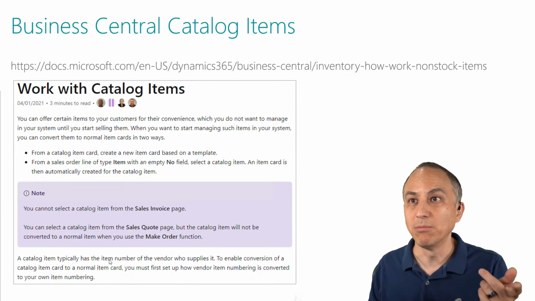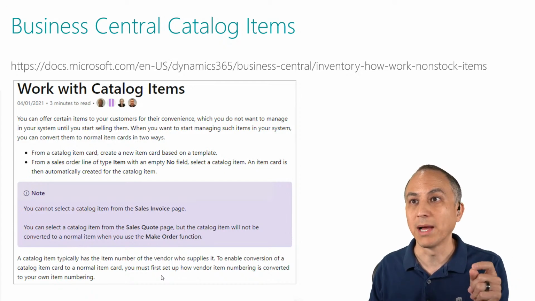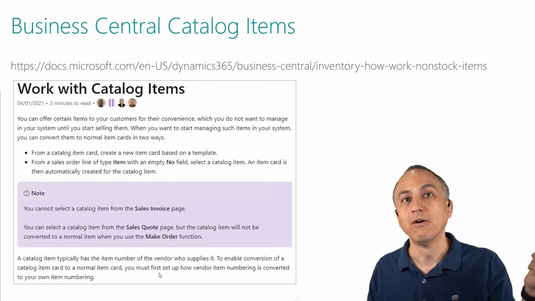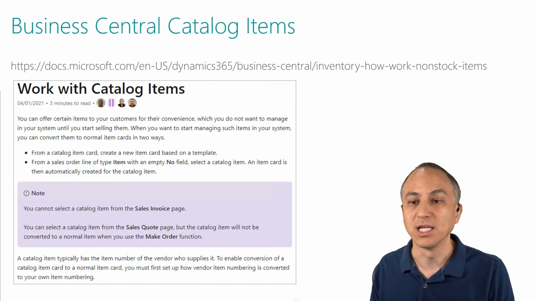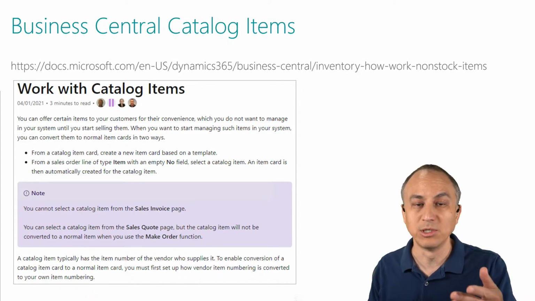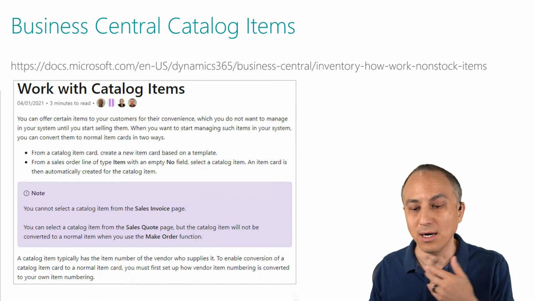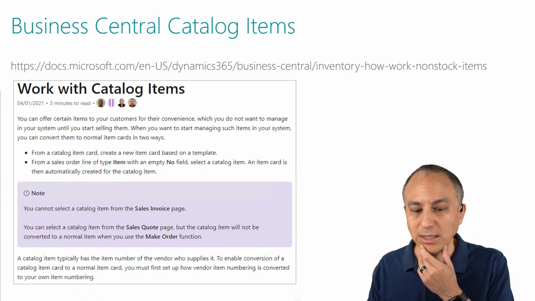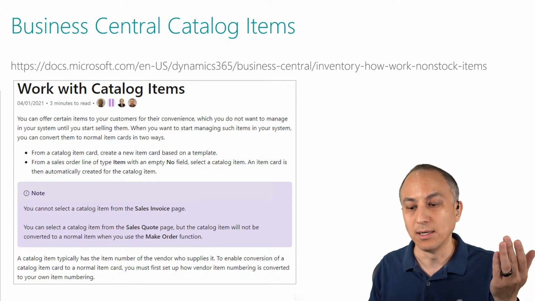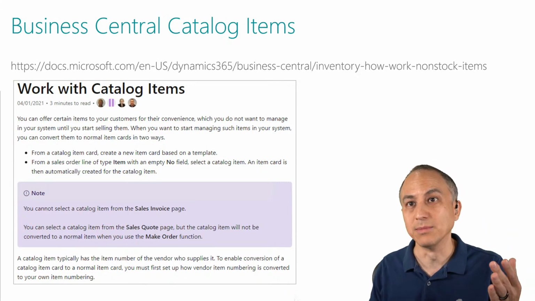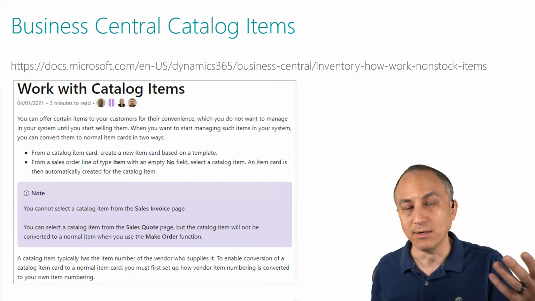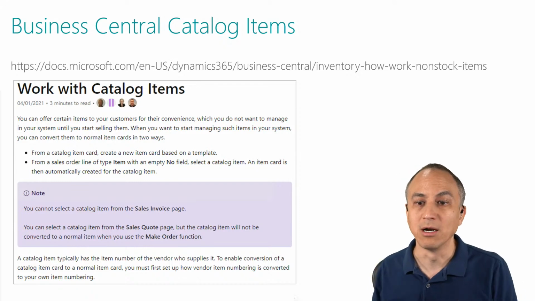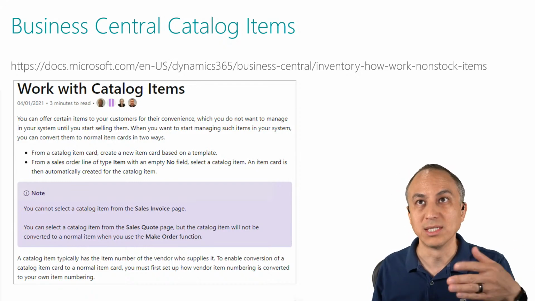It typically has the same item number as the vendor who supplies it. If you want to convert to a normal item card, you must first set up how vendor item numbering is converted for your own internal item numbering. So really neat feature, makes a lot of sense, if your business or your customers' businesses import those catalogs. And on the purchasing side, many procurement systems will have, say, Staples or Office Supply catalogs that you can use without clogging up your ERP system. So this is similar on the sales side.